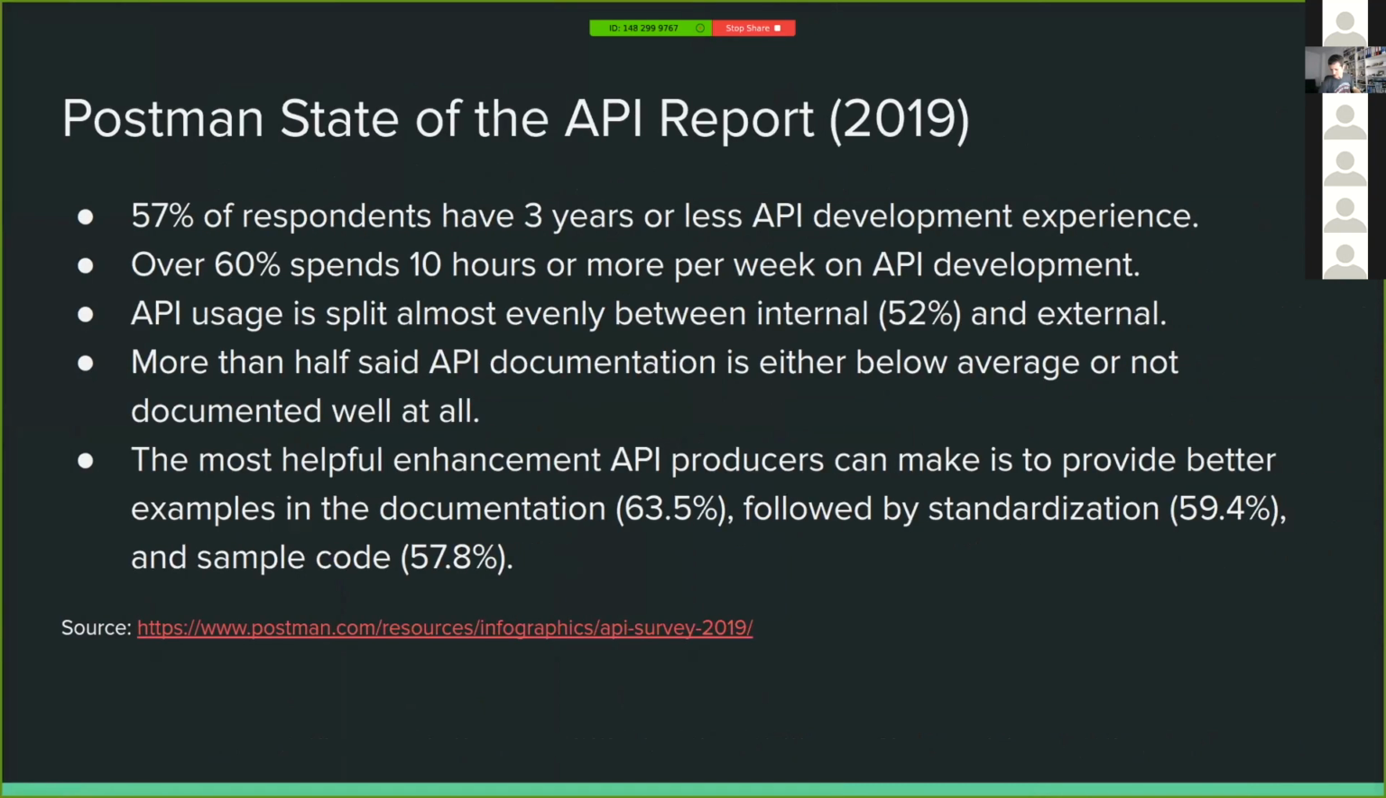So I wanted to set the tone of this with a developer survey that was done by Postman. They do this every year. They survey 10,000 respondents, and this is some of the things they found. About half of respondents have 3 years or less experience with API development. So about half are junior tier developers, and then the other half would be mid to senior. Over 60% spend at least 10 hours a week on API development. So more than half are spending 25% of their time in APIs.